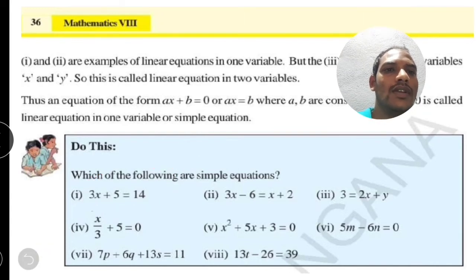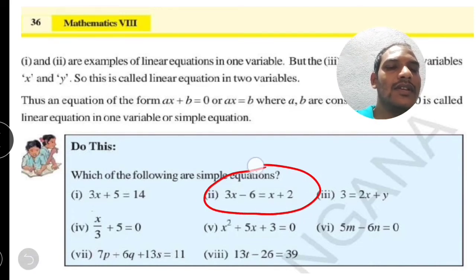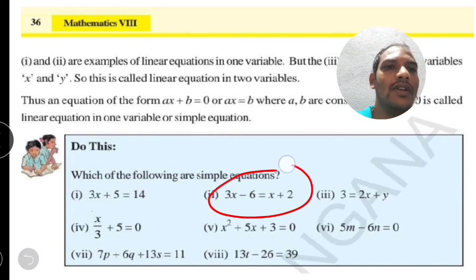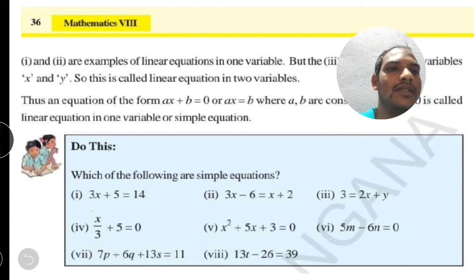Next, second question, 3x minus 6 equals x plus 2. Is it a linear equation, children? Yes, a linear equation because its degree is 1 and it has a single variable. Of course, we have the variable in two places, but they are the same. So it contains only one variable. So it is called a simple equation.